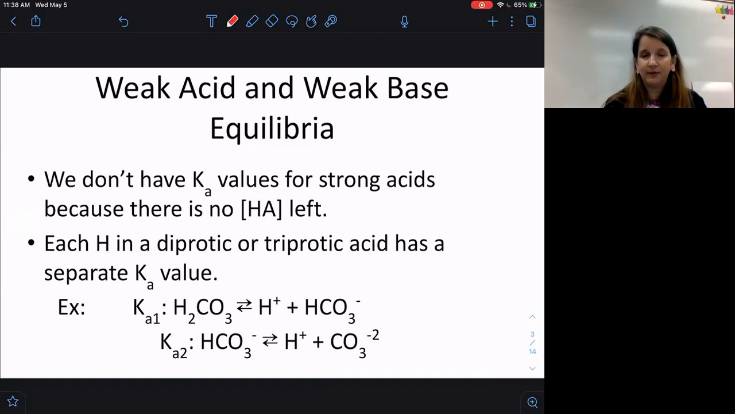There's no base left. Now, when we have a diprotic or a triprotic acid, meaning that there's more than one hydrogen in that acid, each hydrogen ionizes individually. So it only ionizes one hydrogen at a time. So that means each hydrogen would have a separate Ka value. So in this case, for carbonic acid down here, H2CO3, you can see that there's going to be one Ka value for the first hydrogen that dissociates, and then a second Ka value for the second hydrogen that dissociates.